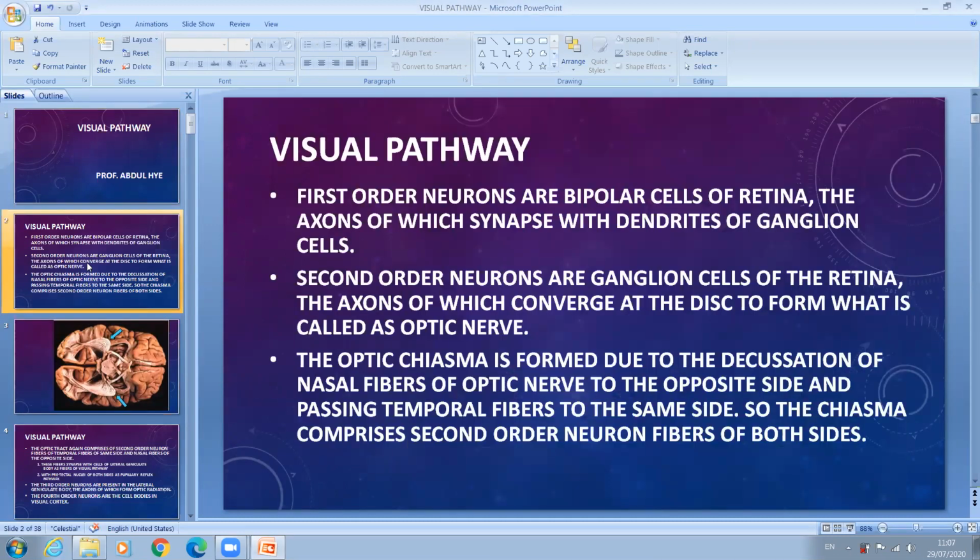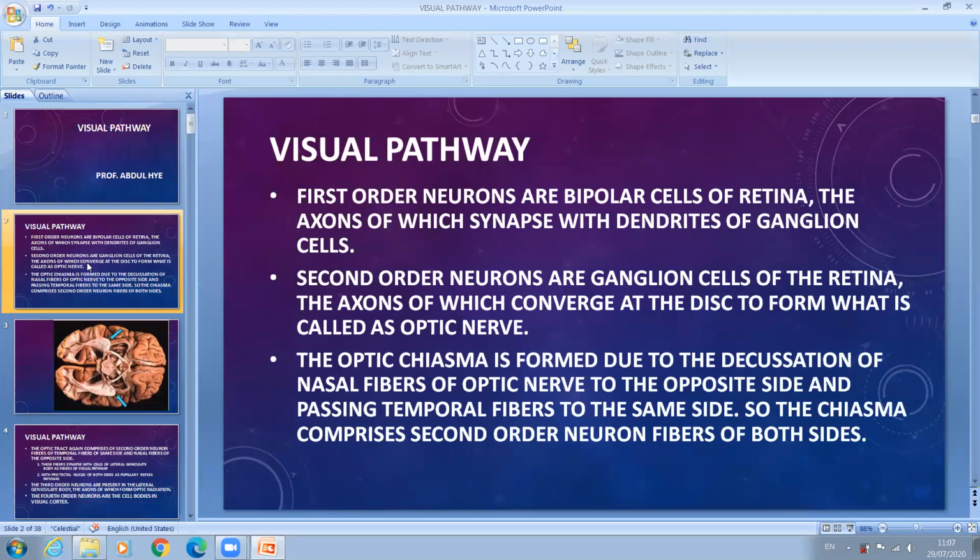The visual pathway actually comprises... usually it is considered that these are the fibers of the ganglion cells which form the optic nerve. They are the first order neurons of this visual pathway. Instead, it is the bipolar cells in the inner nuclear layer of the retina which comprise the first order neurons of the visual pathway, and they synapse to the ganglion cells, and the ganglion cells are actually the second order neurons of the visual pathway.